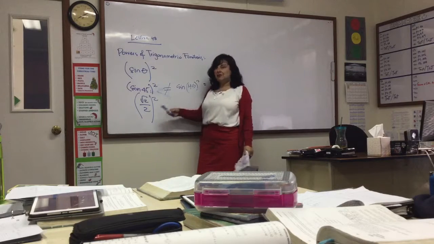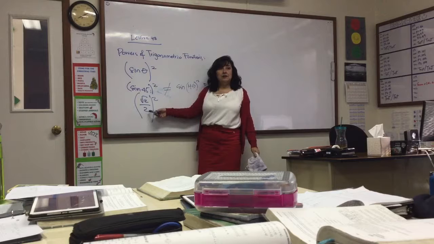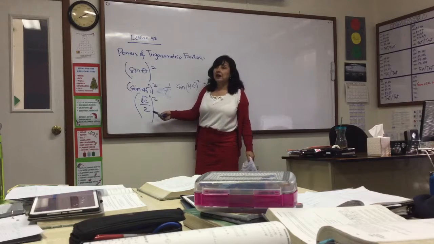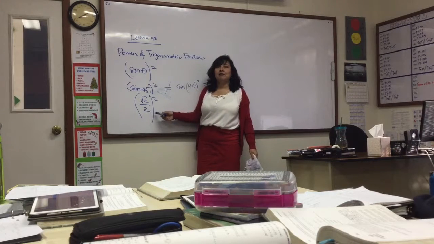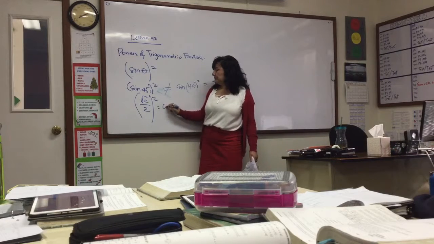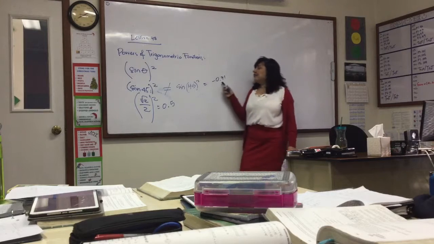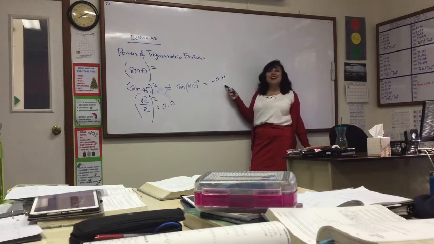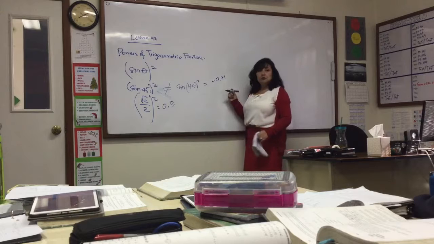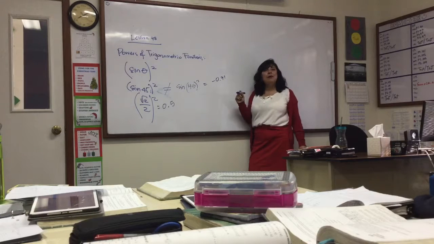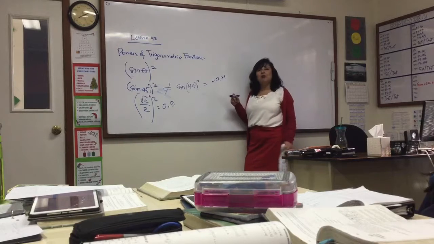I have a feeling it's going to work. It's 1. This one's 1? No, it can't be. It's got to be 1/2. So this is 1/2 and this is negative 0.71. So it's not the same thing. How can it be 1? Let me see it. You're right, you're putting it in wrong.